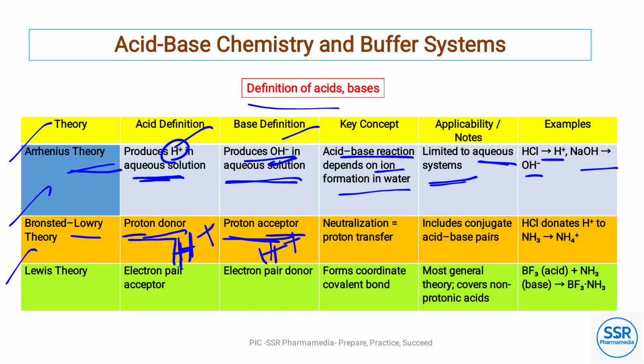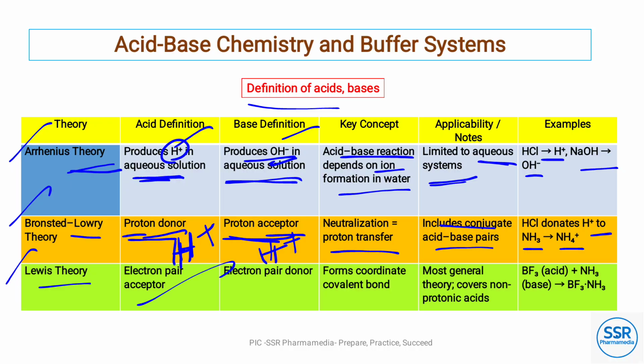The key concept is that it mainly involves neutralization and proton transfer, and it is applicable to conjugate acid-base formation. For example, HCl donates the hydrogen ion, and ammonia is a base, it accepts the hydrogen ions.